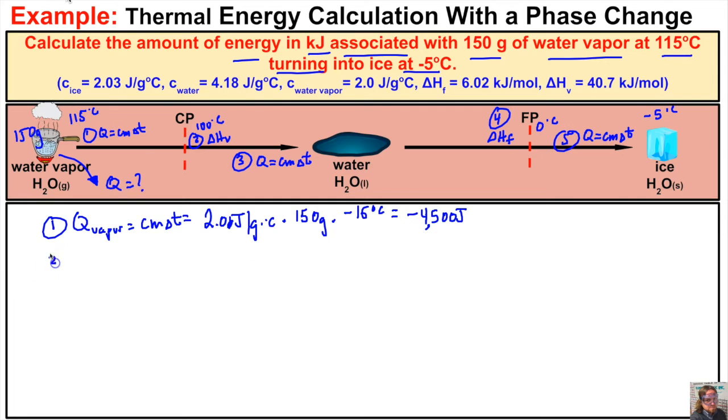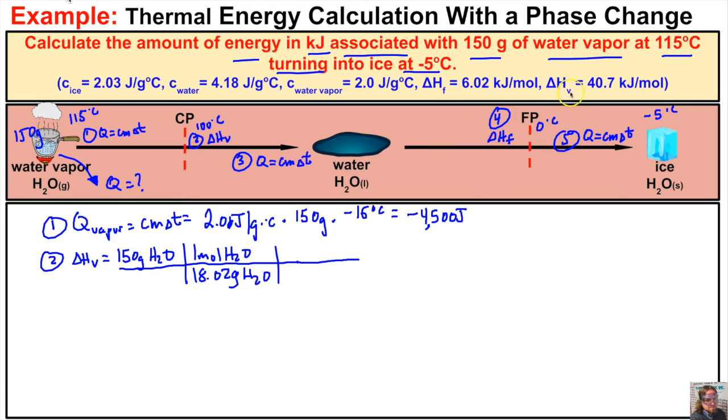Next step, we have to figure out our heat of vaporization, how much energy it's going to take to turn this water vapor into water, or how much energy will have to be released. And so we have 150 grams of water. We're going to convert this into moles. 1 mole of water is 18.02 grams of water. And then we know our heat of vaporization of water is 40.7 kilojoules per mole.